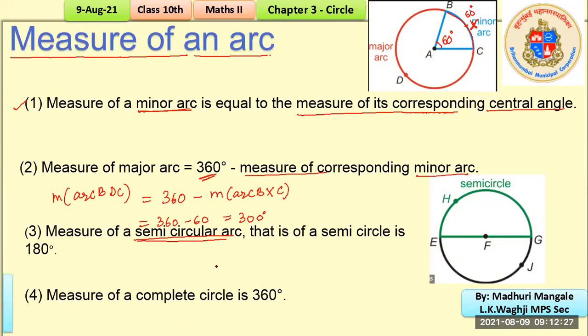An arc is of three types: minor, major, and semicircle. How do we find the measure of a minor arc? It is equal to the measure of its corresponding central angle. Whatever the central angle is, that will be equal to the minor arc. Then we can find the measure of the major arc by simply subtracting that angle from 360 degrees. And we know how to find the measure of a semicircle. That is straight away half of 360, which is 180 degrees.